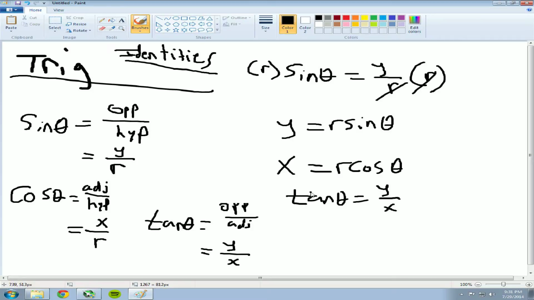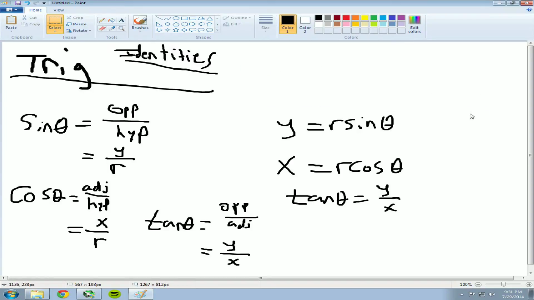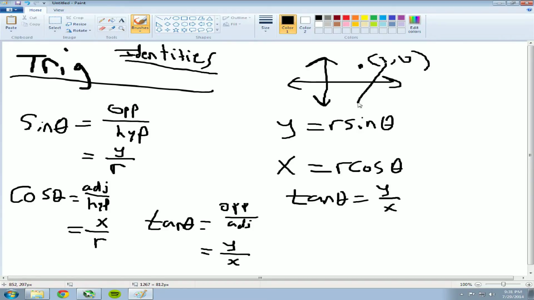And this is how you transfer from Cartesian to polar. So if I have a graph like this, and I'm at this point, and this is 3, 0, then I plug in 3 for the x, I plug in 0 for the y, and I just solve, and that's how you translate over.